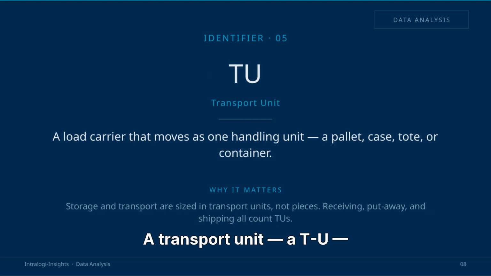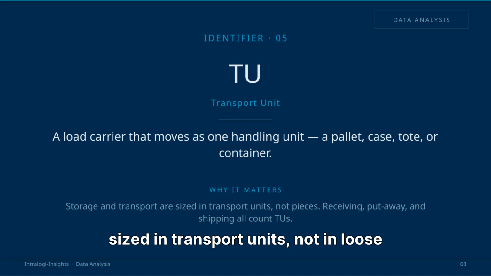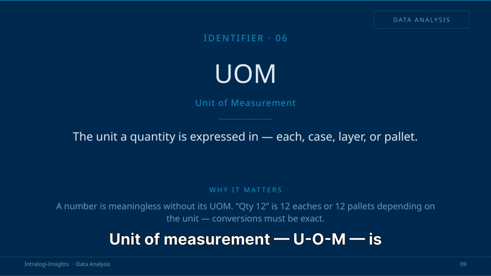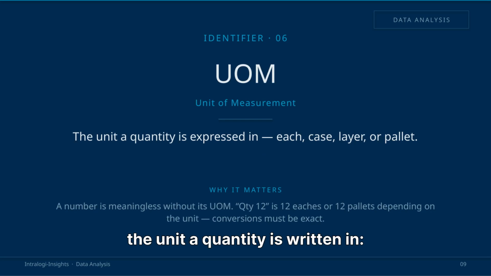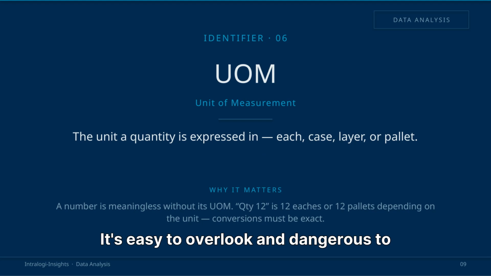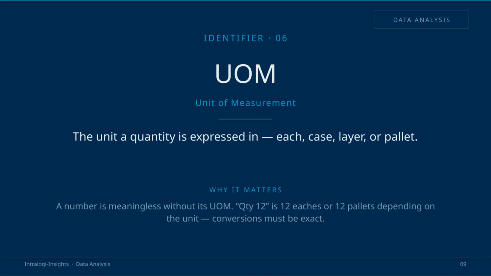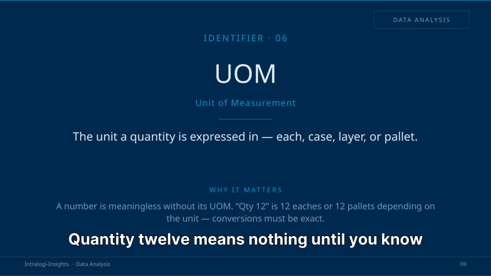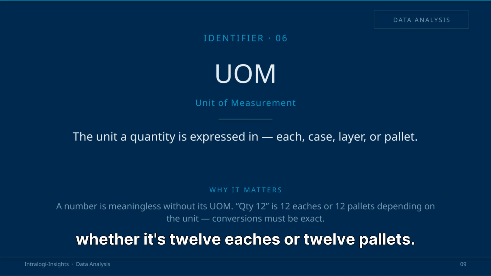A transport unit, a TU, is a load carrier that moves as one handling unit. A pallet, a case, a tote, a container. It matters because storage and transport are sized in transport units, not in loose pieces. Unit of measurement, UOM, is the unit a quantity is written in: each, case, layer, pallet. It's easy to overlook and dangerous to get wrong. Quantity 12 means nothing until you know whether it's 12 eaches or 12 pallets.